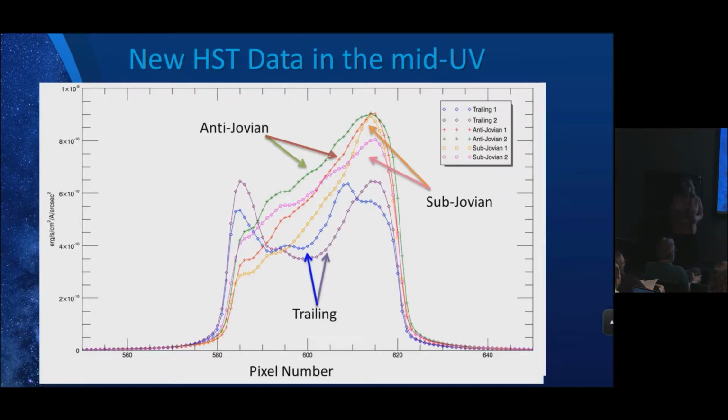So this is all preliminary. We just got this data a few months ago. But the first look was really interesting to me. So this is actually what the signal looks like along the slit. So this is along the slit here.